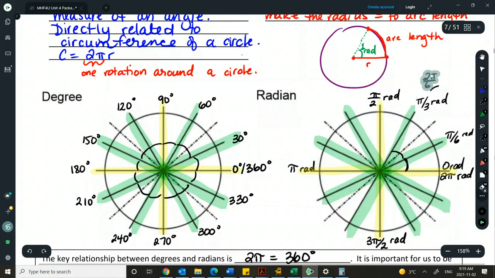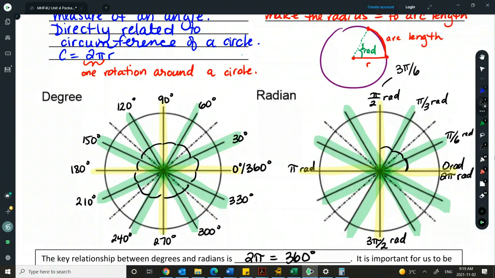Okay, so 2 pi over 6 really just reduces to pi over 3. The next slice, if I count up again, now I have 3 slices of pi over 6, right? So this would be like 3 pi over 6. What does that reduce to? The 3 and the 6 reduce, and I get pi over 2, right? Okay, next slice will be 4 slices of pi over 6. So 4 pi over 6. What does this reduce to? Lucas? 2 pi over 3.